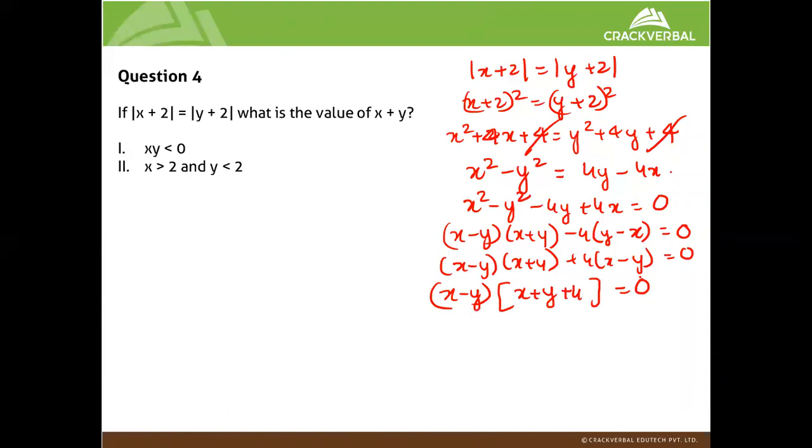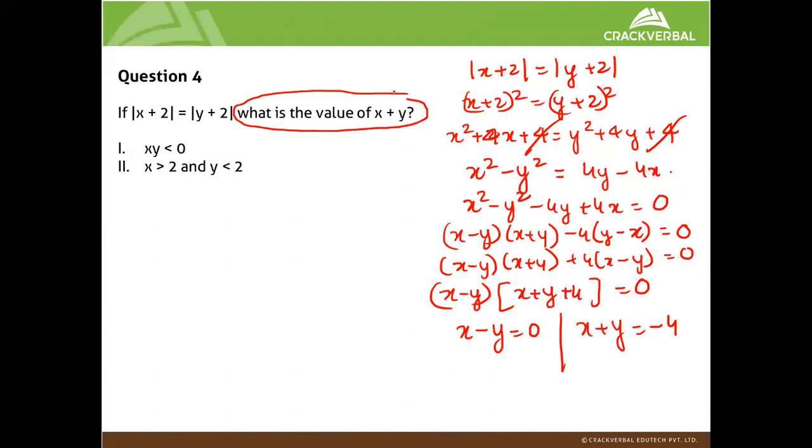So if I simplify mod of x plus 2 is equal to mod of y plus 2, I have two possibilities. Either x minus y is equal to 0 or x plus y is equal to minus 4. And the question asked me to find out the value of x plus y. So keep in mind, I've already got an individual value of x plus y is equal to minus 4.